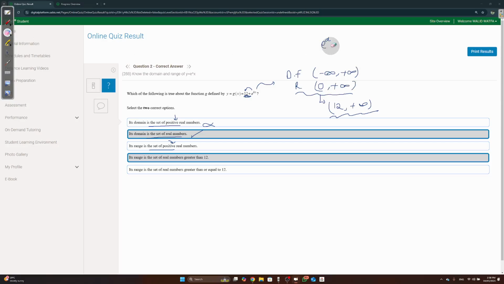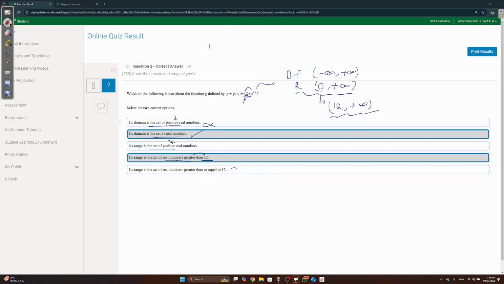E to the x is the set of positive real numbers. But this is e to the x plus 12. Or you could say e to the power 4x, but it doesn't matter. What matters here is the plus 12. Since you have the plus 12, this is wrong. What's our range? It's 12 to positive infinity. It's the range of set of real numbers greater than 12. It's the range of set of real numbers greater than or equal to 12. This is very wrong. Okay?